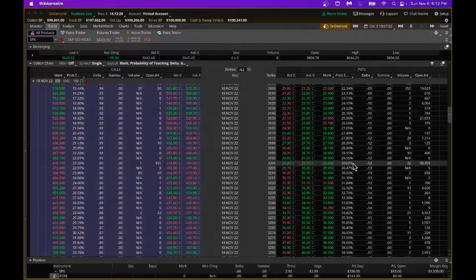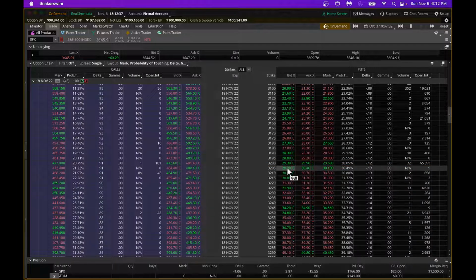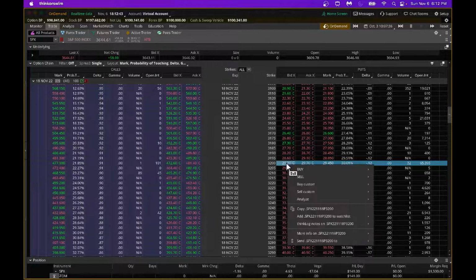Look around this here, 3200. Look at the open position here, nice and high open position. I like it here. What I will do is I'll sell a credit spread right here, 3200 and 3190, $10 wide credit spread. I will go and sell it and go from there.